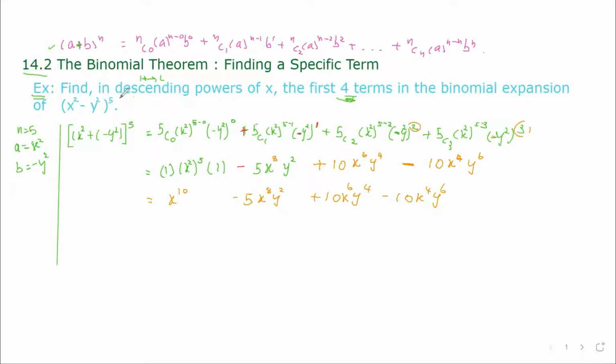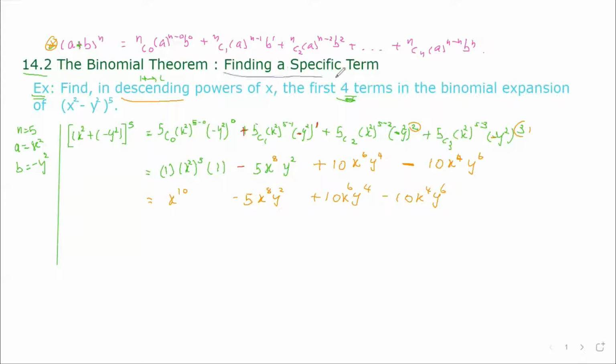Okay, we do in the descending power. That means from high, the degree from high 10 down to low power. See 10, 8, 6, 4, right? Okay, so this is a final answer for this example. This is we review the formula. This one we still have to use it. Okay, very important.